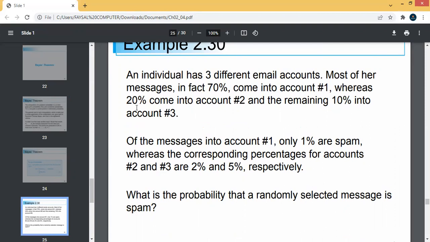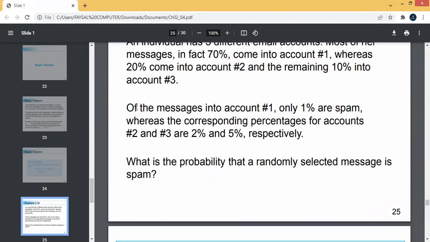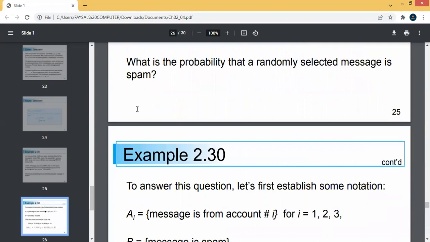Of the messages into account one, only 1% are spam, whereas the corresponding percentages for accounts two and three are 2% and 5% respectively. What is the probability that a randomly selected message is spam? Okay, so first thing is to complete it.